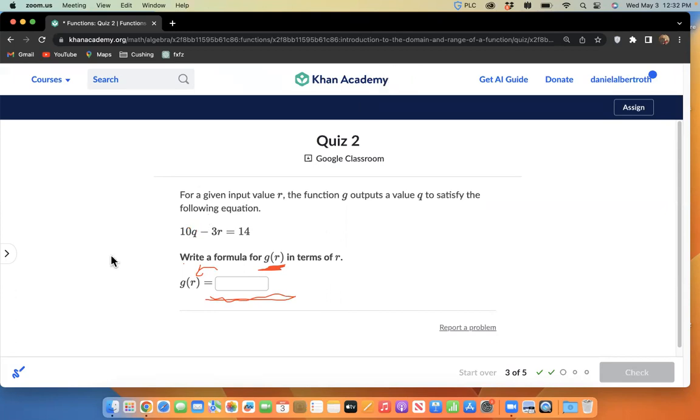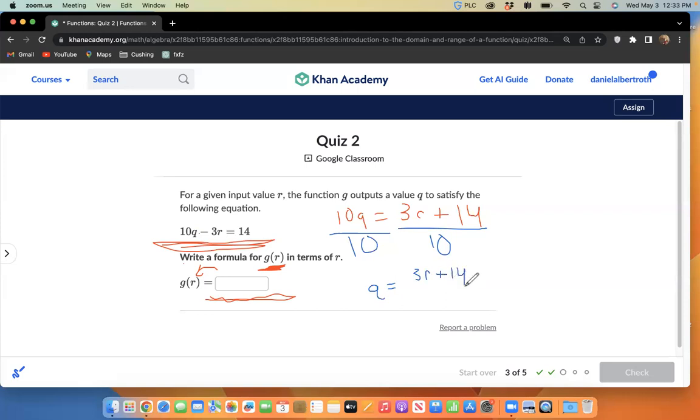So what I'm going to do is solve for Q in this equation. So let's do that real quick. Let's solve for Q. So I'd have 10Q. If I add 3R to both sides, the right side will be 3R plus 14. If I want to solve for Q, I would divide both sides by 10. On the left side, I would be left with Q alone, not to be confused with QAnon. I would be left with Q alone. And then on the right side, I'd have 3R plus 14 over 10. And I actually would maybe keep it like this.